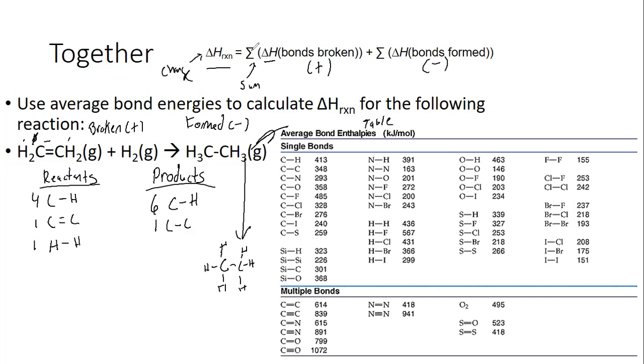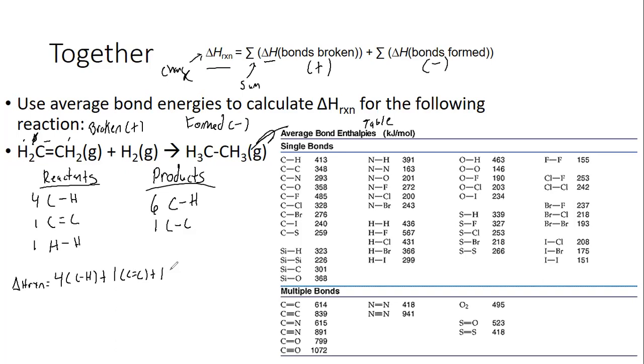All right, so let's do this calculation then. So I'm not even going to put in numbers to start. I'm just going to follow the equation at the top of the sheet. So delta H reaction equals, okay, let's start with the reactants. I have 4 carbon hydrogen bonds plus 1 carbon carbon double bond plus 1 hydrogen hydrogen bond.